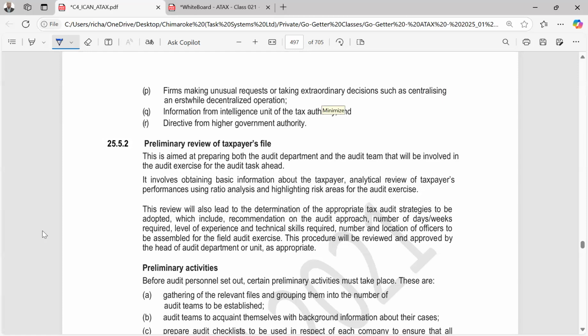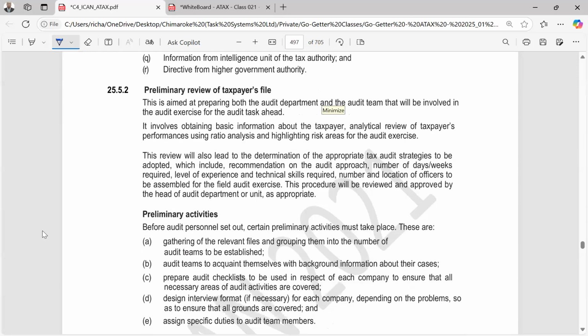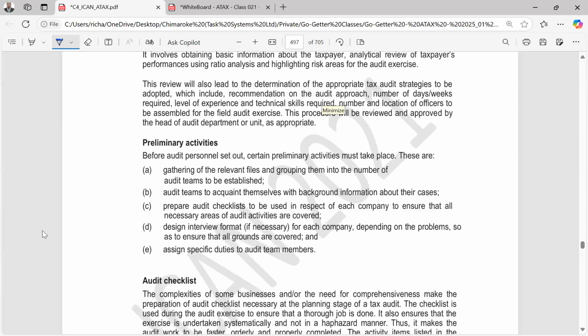Okay, so they are looking to know his kind of business, such that they are getting themselves acquainted with the taxpayer so that they are speaking from a position of knowledge. Then there are preliminary activities. What are those preliminary activities? They'll be gathering the relevant files and grouping them into the number of audit teams to be established.